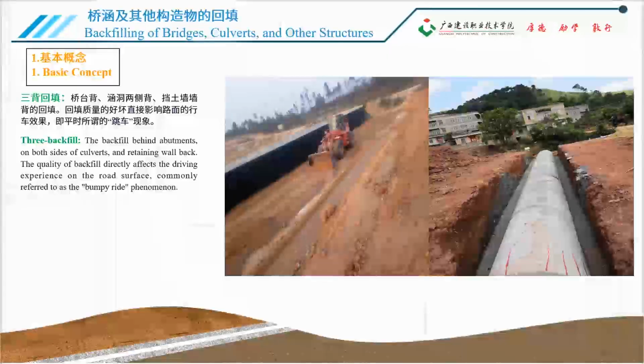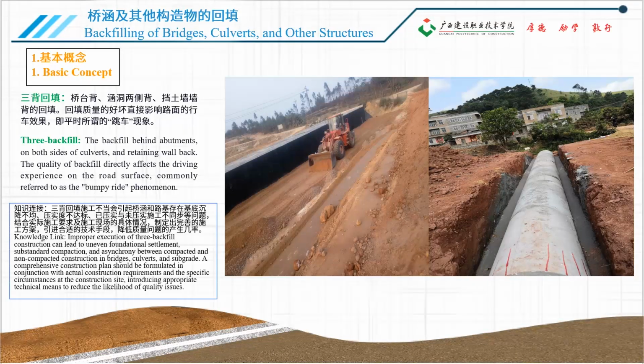First, let's understand the concept of 3 backfill. 3 backfill refers to the backfilling behind the abutment, backs on both sides of the culvert and retaining wall. Usually, we need to construct bridges, culverts, retaining walls and other structures separately, and then connect these structures with the subgrade to form a whole. The backfilling of the gaps between the structures and the original subgrade is the content of 3 backfill.